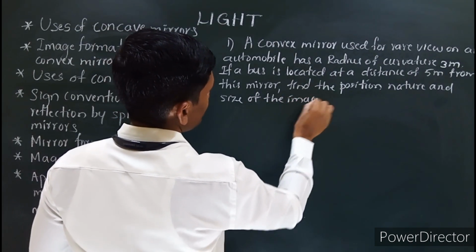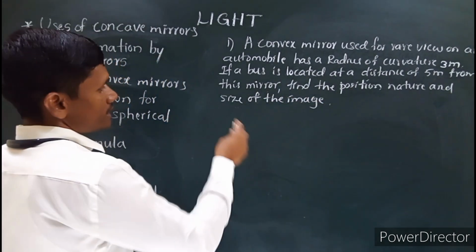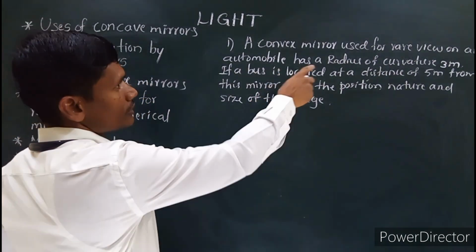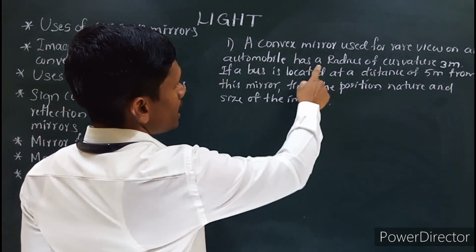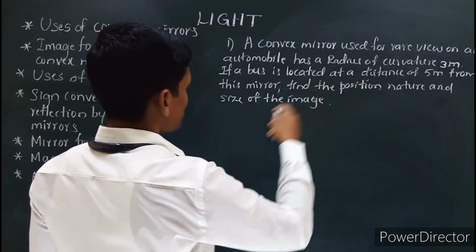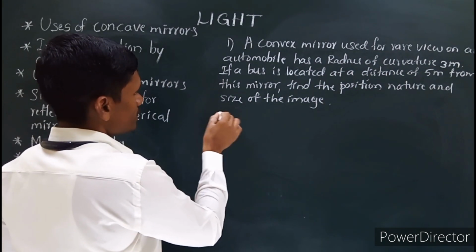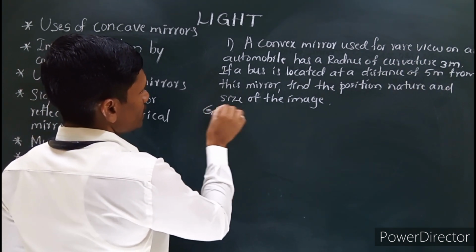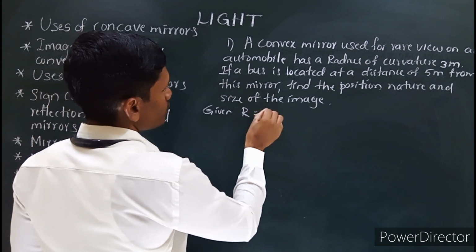This is the question which is given in textbook. Let us take how to solve this one. Here, first one, a convex mirror used for rear view on an automobile has a radius of curvature 3 meter. What is given there? First, radius of curvature is given. So let us write here, given: radius of curvature r is equal to 3 meter.